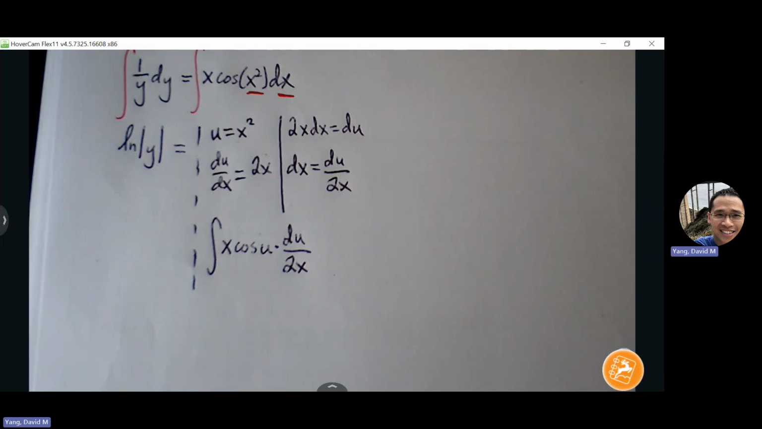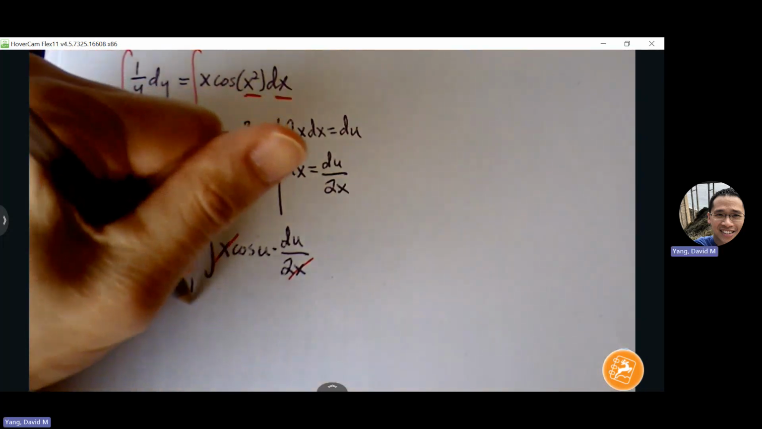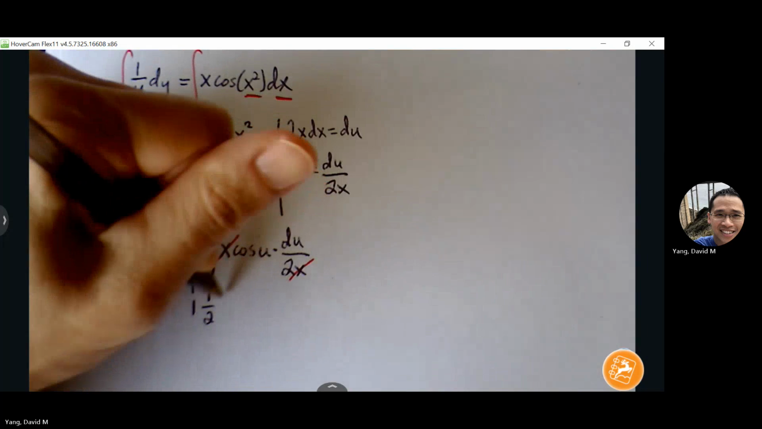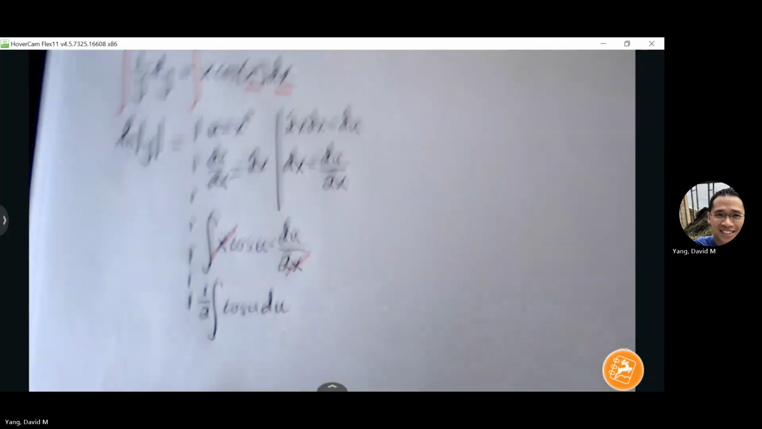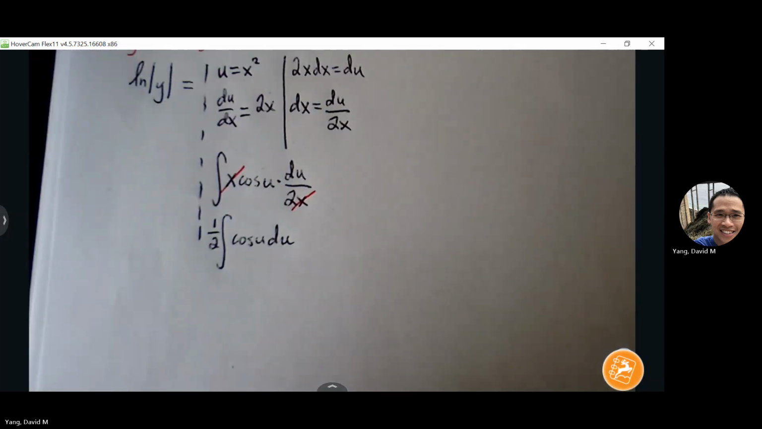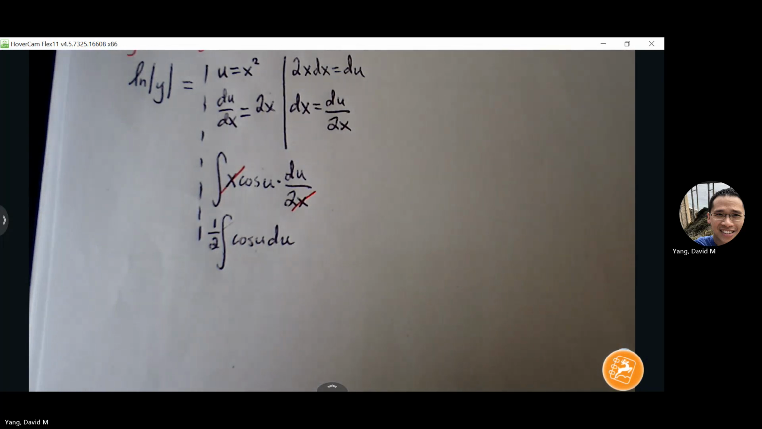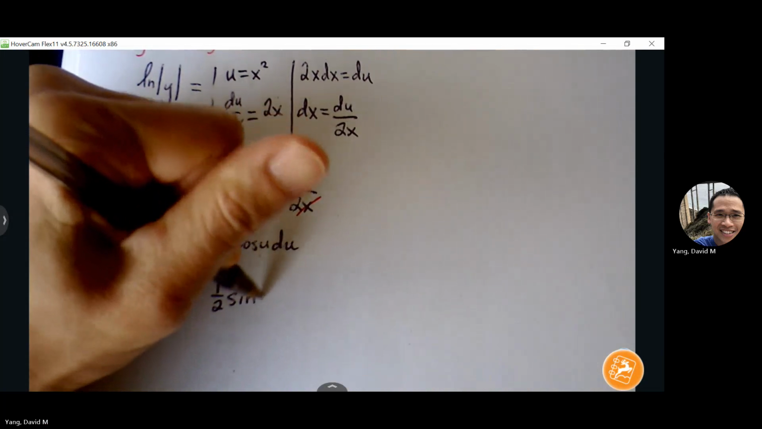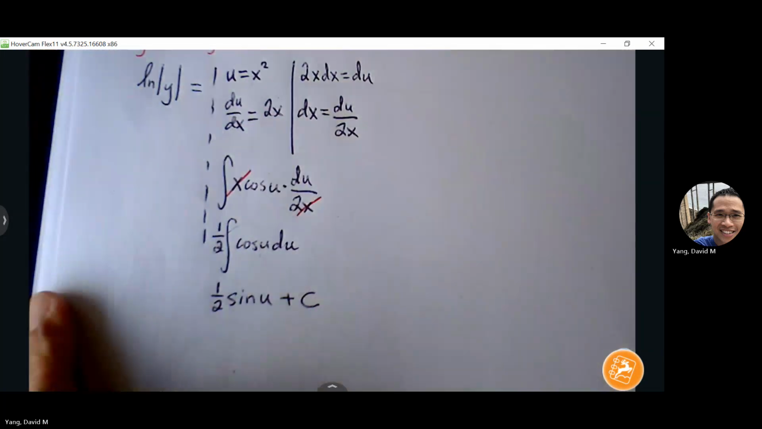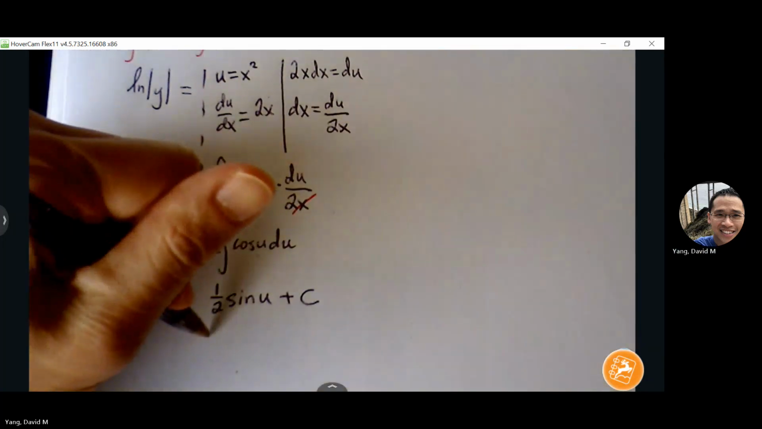All right, what happens here? Yeah, x is canceled, but there's what left over? 1/2 in front, right? Okay, we're ready for our antiderivative step. Cosine becomes sine, positive sine. And then we can bring back what? The x.